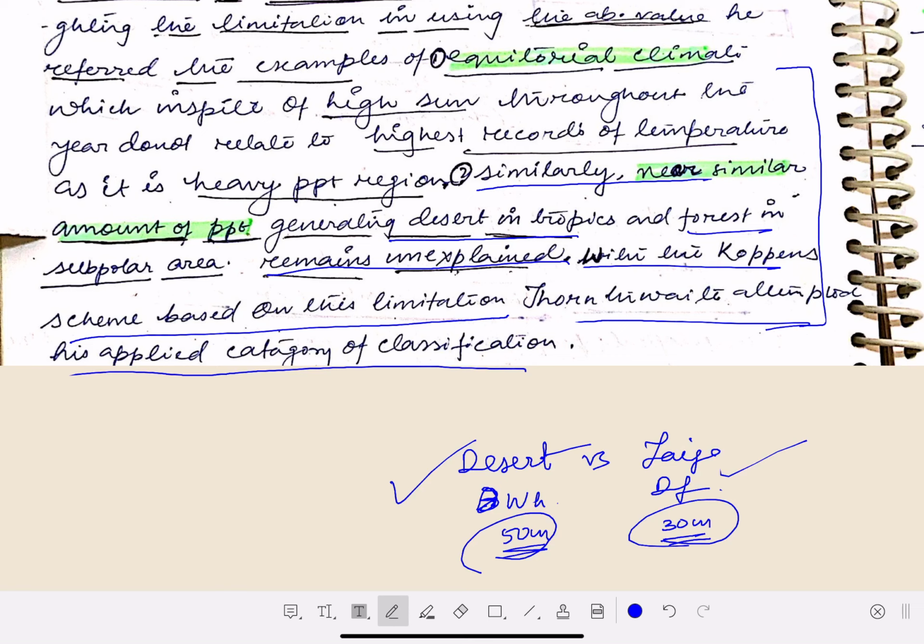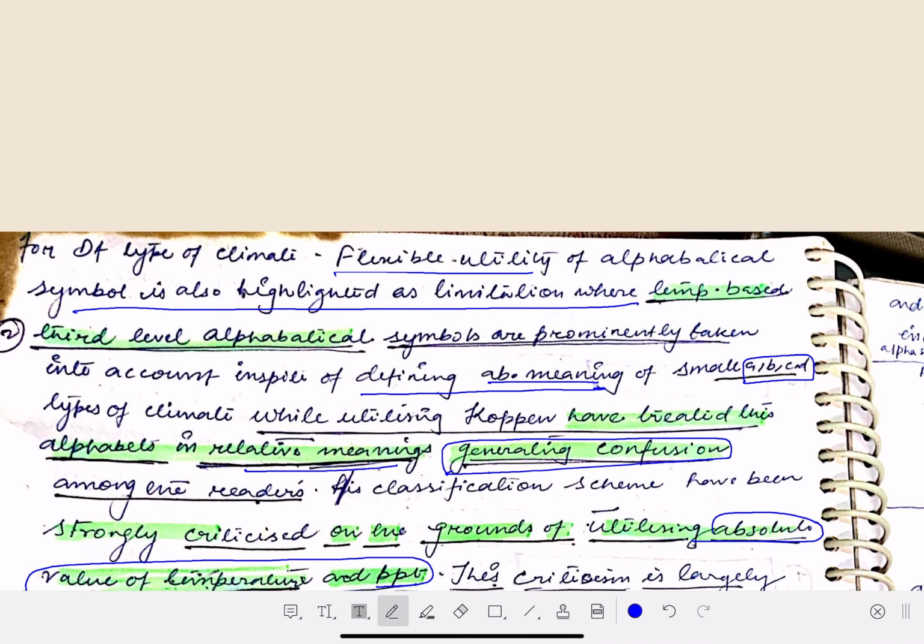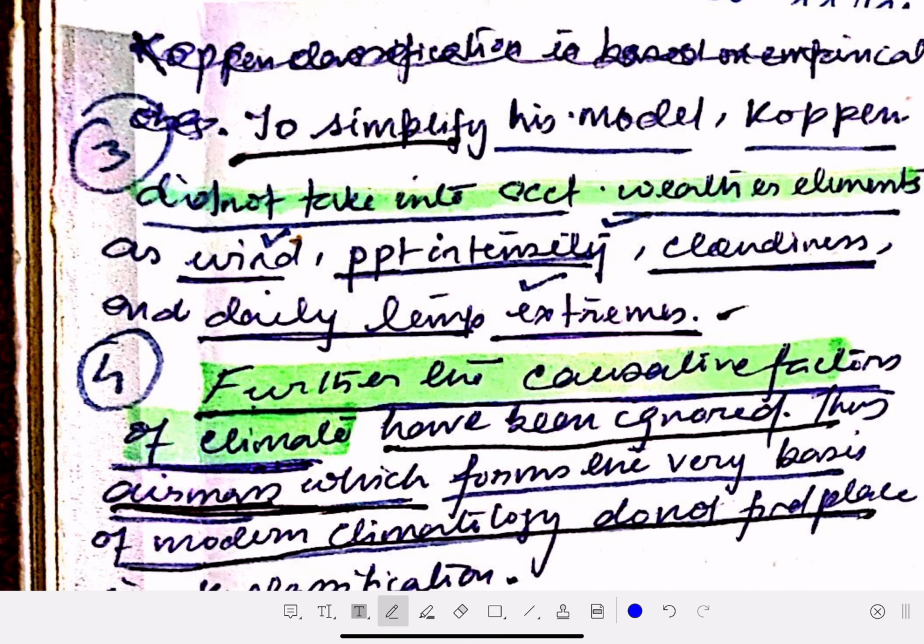Let's move on to certain other limitations. Prior to this, I had already taken a class on air mass. Now you have seen that air mass also has a bigger effect in influencing the climate: continental polar air mass, maritime equatorial air mass. Now we have included air mass in classification, but Koppen never included air mass. Koppen said temperature, precipitation. Done.